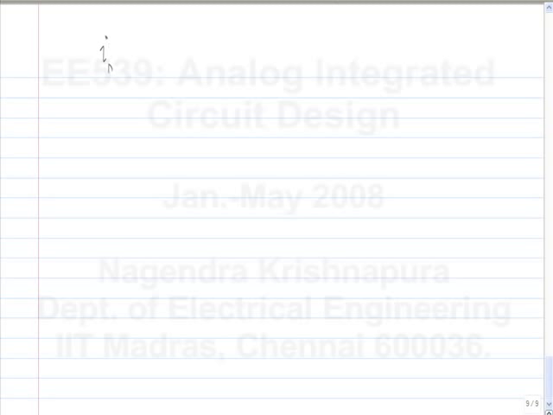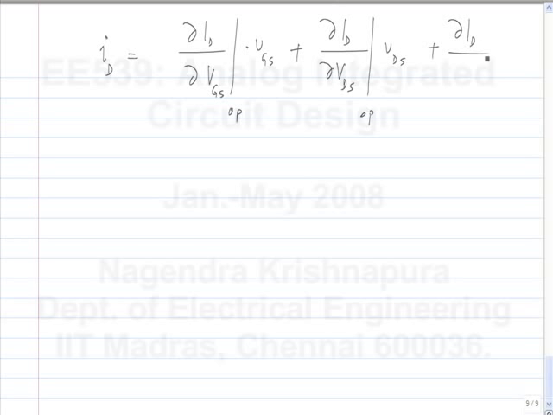So if I look at only the increments, this is what I have. At a particular value of VGS, I'll call it, instead of this, I'll say at the operating point. Okay. Times the increment in VGS plus the derivative with respect to VDS at the operating point times VDS at the operating point times VBS. Okay.